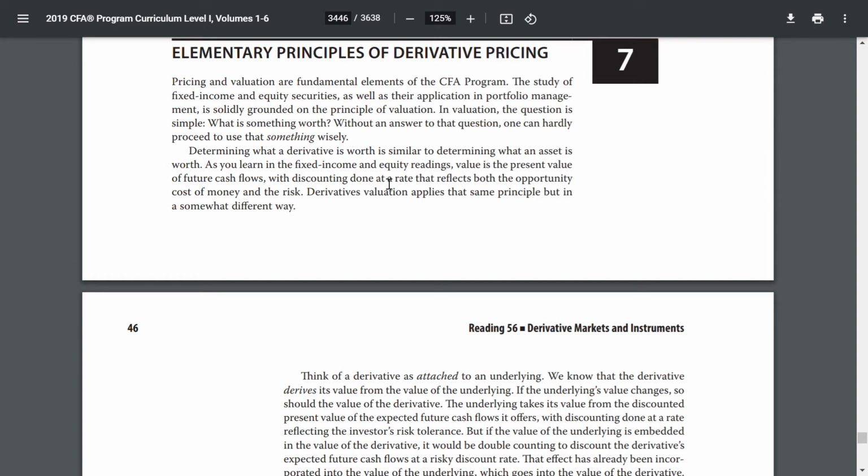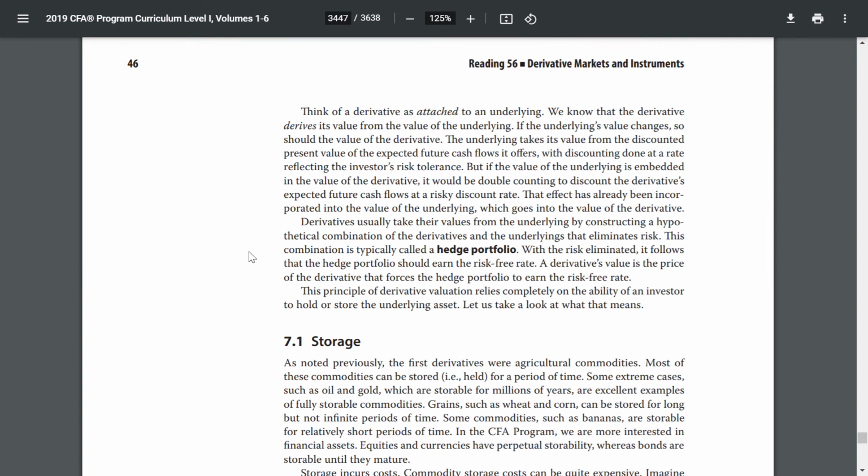Derivative valuation applies the same principles, but in somewhat different ways. Derivatives usually take their value from the underlying, constructing a hypothetical combination of derivative and underlying that eliminates the risk. This combination is typically called a hedge portfolio. With the risk eliminated, it follows that the hedge portfolio should earn the risk-free rate. A derivative's value is the price of the derivative that forces the hedge portfolio to earn the risk-free rate. The principle of derivative valuation relies completely on the ability of an investor to hold or store the underlying asset.